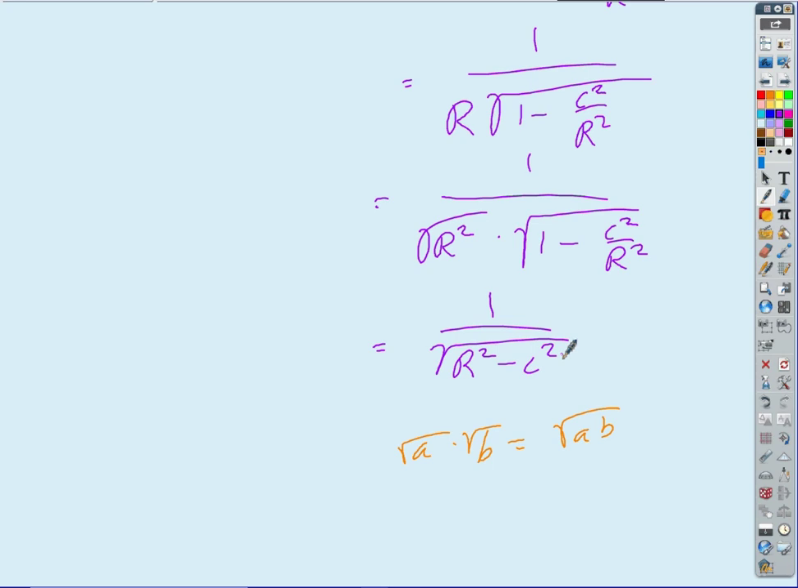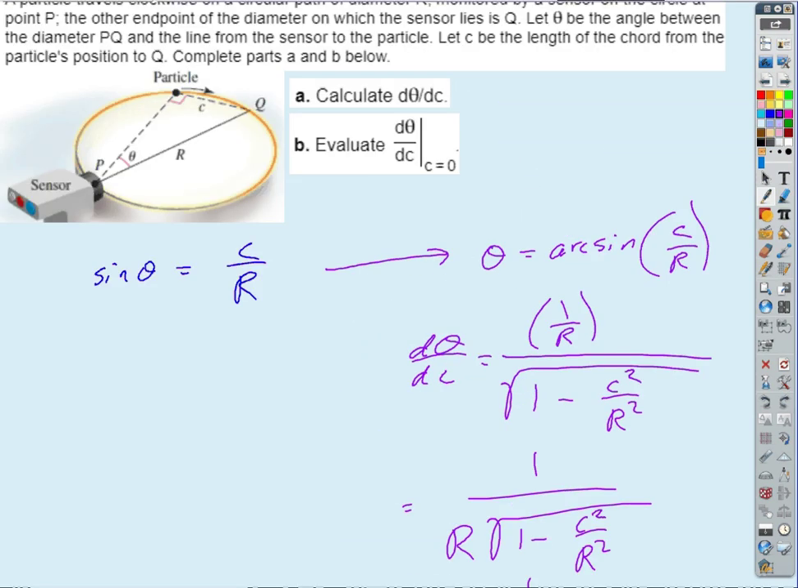Right? Everybody agree? Okay? So there's our answer. Now, what's plan B? What else could we have done? Rather than solving for theta explicitly, we could just implicitly differentiate also, couldn't we?